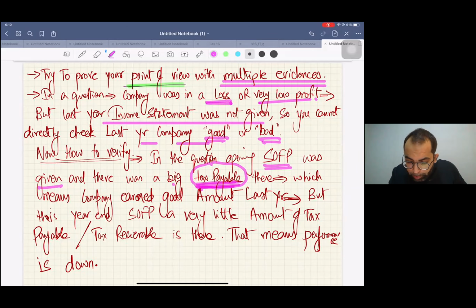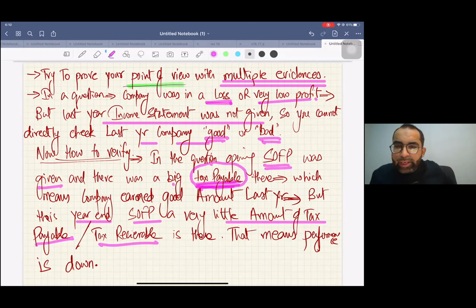But if this year's SOFP shows a very little amount of tax payable, or even a tax receivable, then look: in the opening SOFP there is a big tax payable. This is evidence that last year you earned millions of dollars, and that's why you have to pay a big tax. But at the end of this year, in the closing SOFP, there is a very small amount of tax payable, or we can say a tax receivable.